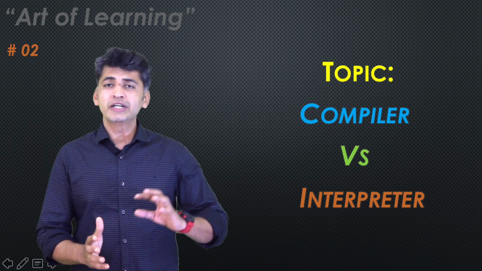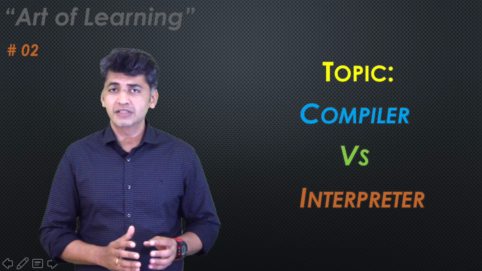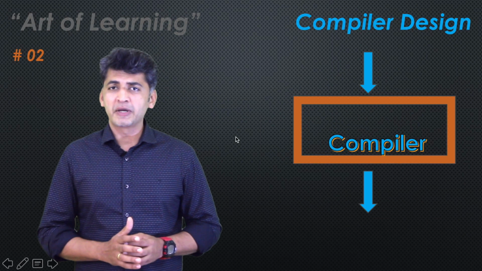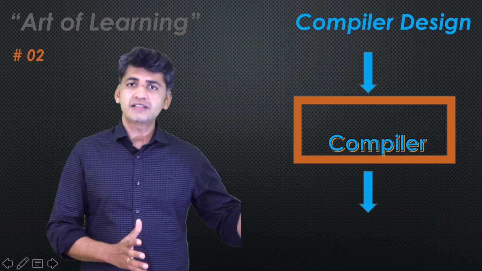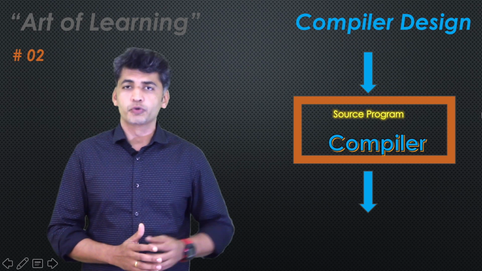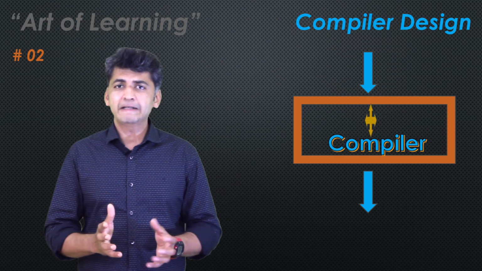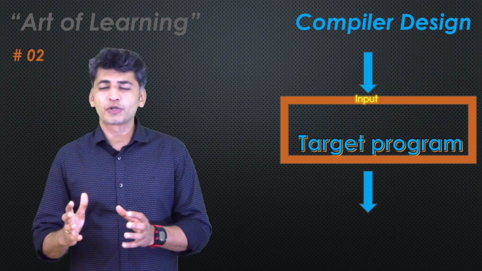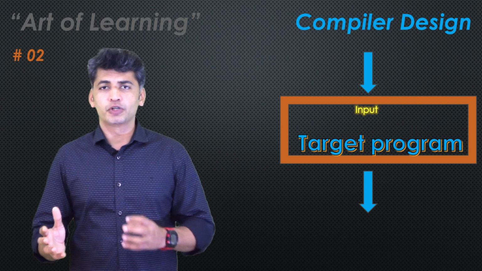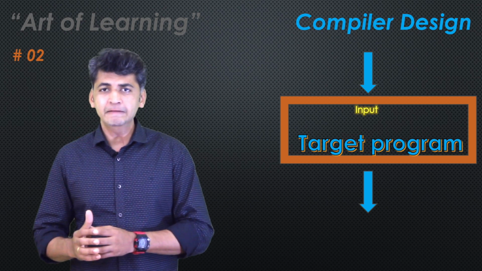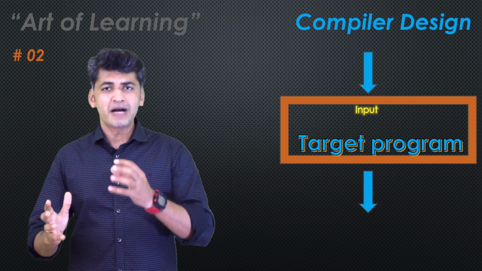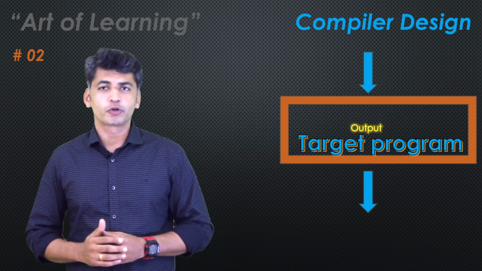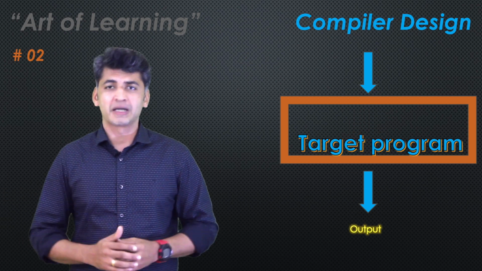I'm just going to recollect the major function of the compiler from the previous video. The compiler takes the source program as an input from the user, then it translates it and produces the target program. This target program takes the data input, then the target program and the data input are executed, and the output of the program is produced. So this is about the compiler.